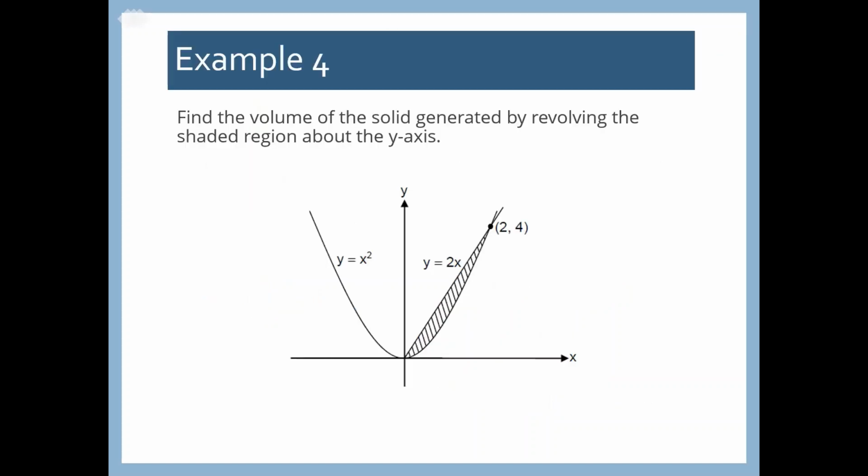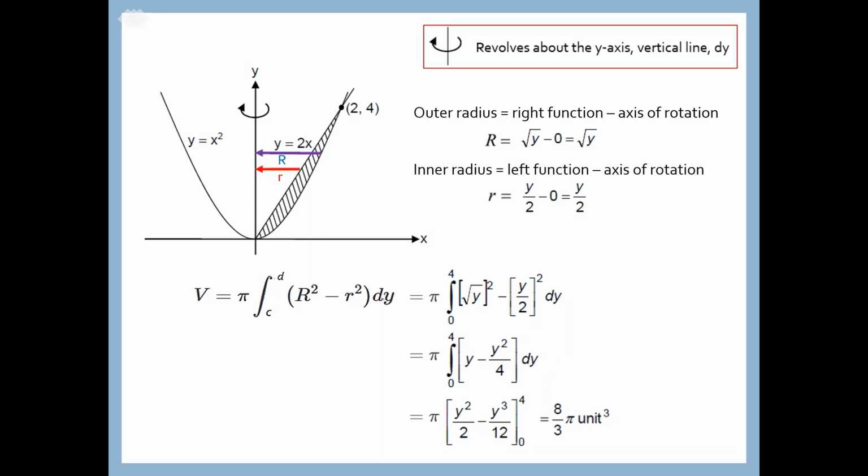Proceed with example 4. Find the volume of the solid generated by revolving the shaded region about the y-axis. As the graph is rotated about the y-axis, we need to integrate with respect to y, meaning the function must be in terms of y. Here, the outer radius is equal to square root y minus 0, and the inner radius is equal to y over 2 minus 0. Therefore, square root y squared minus y over 2 squared is equal to y minus y squared over 4.